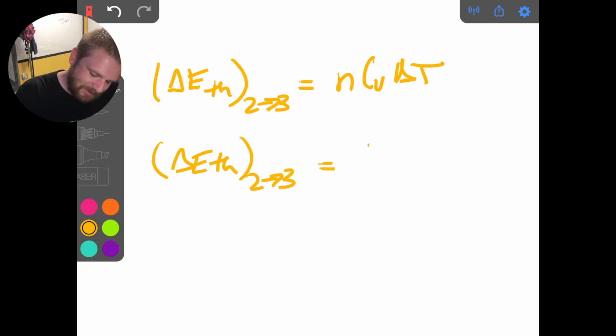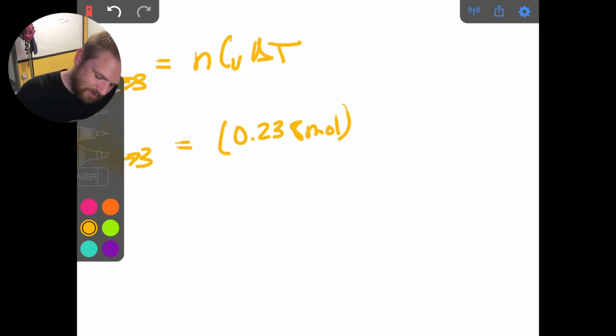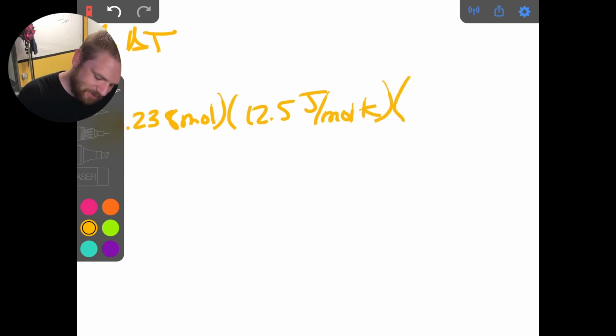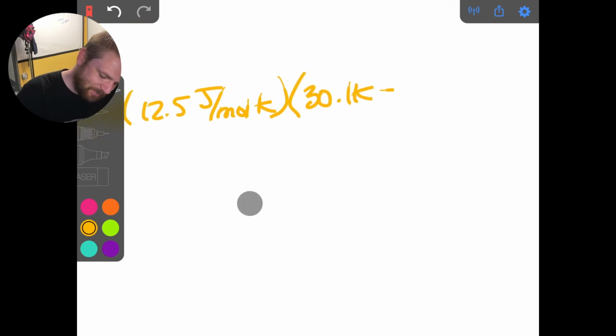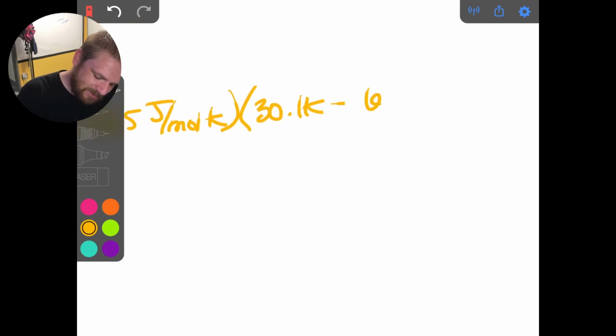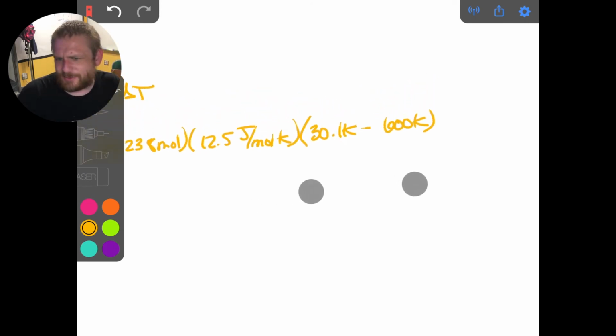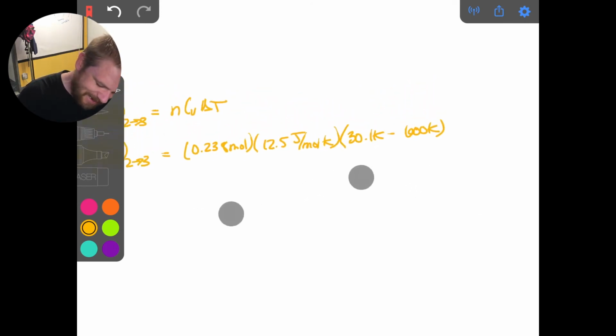So we're going to get that the change in thermal energy along that process 2 to 3, which is the isochoric process, is equal to n, which is 0.238 moles, times CV, which is 12.5 joules per mole Kelvin for a monatomic gas, times the change in the temperature, which is our final temperature, 30.1 Kelvin, minus our initial temperature, which is at the top of that vertical segment, which was 600 Kelvin. So if we plug all of this into our calculator, we calculate that from 2 to 3, the change in the thermal energy is equal to minus 1,693 joules.